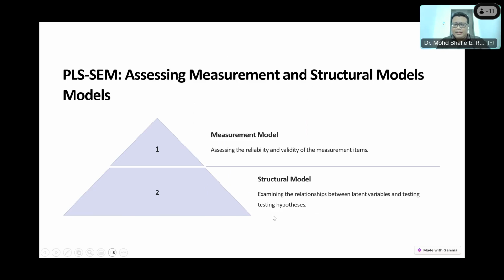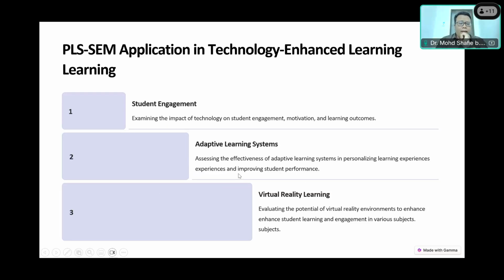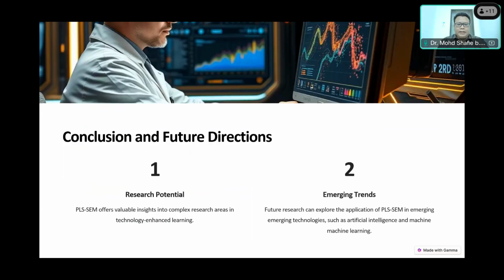Then for the structural model, you examine the relationship between the latent variables and test the hypotheses. This is the PLS-SEM application in technology enhanced learning. For example, if you want to study student engagement, adaptive learning systems, or virtual learning environments, you can use partial least squares. Maybe you're going to come up with a new model or new theory for virtual reality, you can use partial least squares.